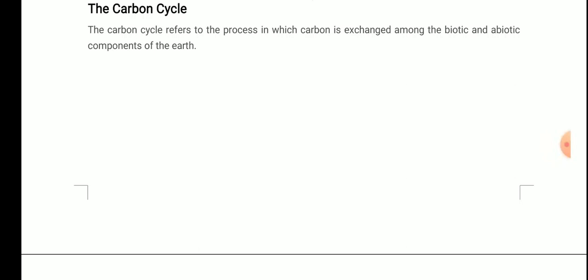The carbon cycle refers to the process in which carbon is exchanged among the biotic and the abiotic components of the earth. For example, how carbon is exchanged from plants to animals, or in which form it is dissolved in water. Water comes in the abiotic component; plants and animals come in the biotic component. So the carbon cycle refers to the process in which carbon is exchanged among the biotic and abiotic components of the earth.